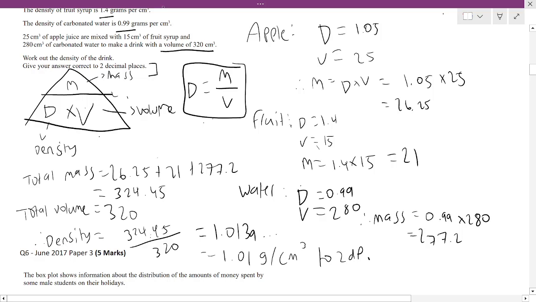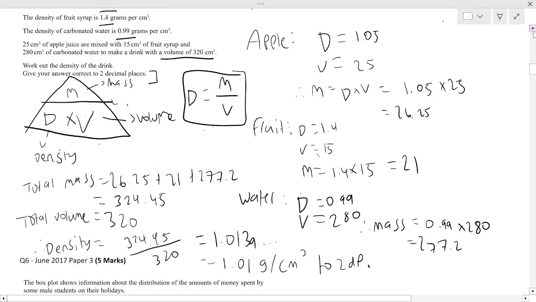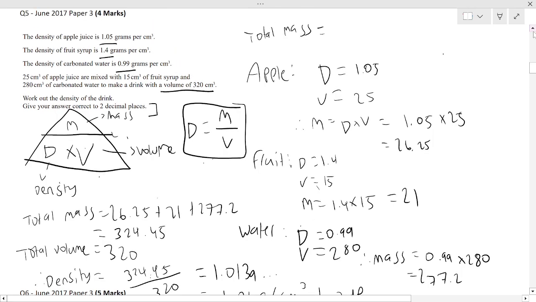Okay, cool. Hopefully that shouldn't be too bad. So that's the central idea of these sort of density problems: you cannot add the individual densities together. You can't do that. You have to consider the total mass and the total volume, then do that mass over the volume to get that density. But the mass and the volume you do add together. Okay, but the densities you cannot. Okay, cool.